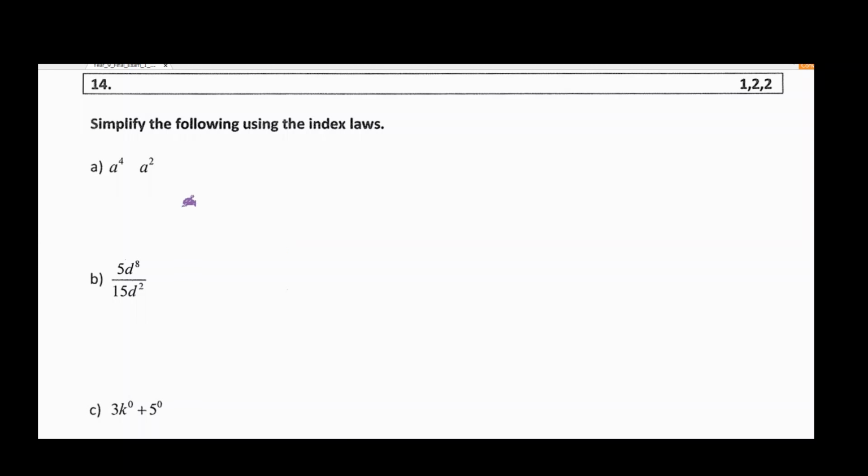Simplify the following using the index laws. So here we've got, there should be brackets there really, but there is times together, so that's going to be a to the power of 4 plus 2, which is a to the power of 6. Here we're going to have 5 over 15, which is the same as 1 over 3, because 5 divided by 5 is 1, 15 divided by 5 is 3. d to the power of 8 take 2, which is d to the 6, over 3.